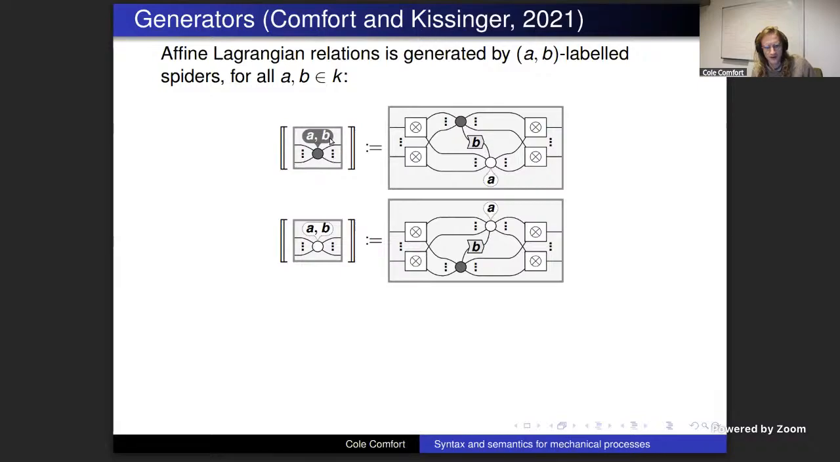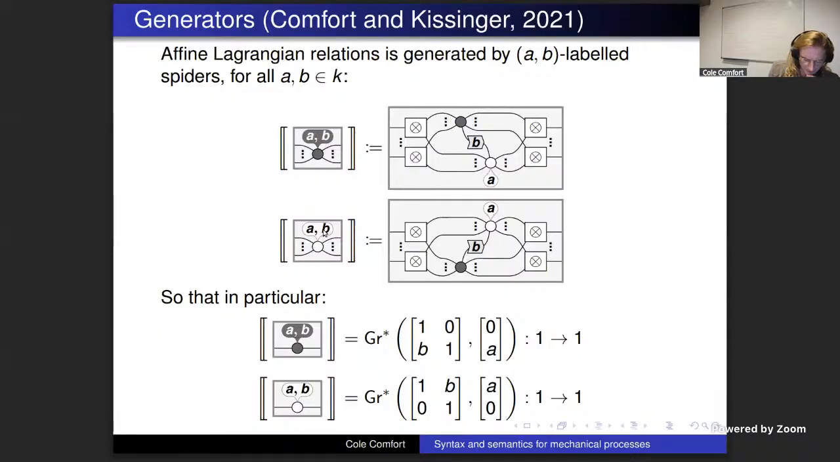And then this B thing, what it's doing is it's taking the position, copying it, multiplying it by B, and then adding that to the momentum, and dually for the other color. So it's this nice symmetric thing, whereas before for affine relations, the string diagrams only had a label on the white spider. Now everything is completely symmetric, which is very nice. And to get some idea for what these are doing, if you just look at a spider with one input and one output, the B is acting as a shearing operation, and the A is acting as a shift.